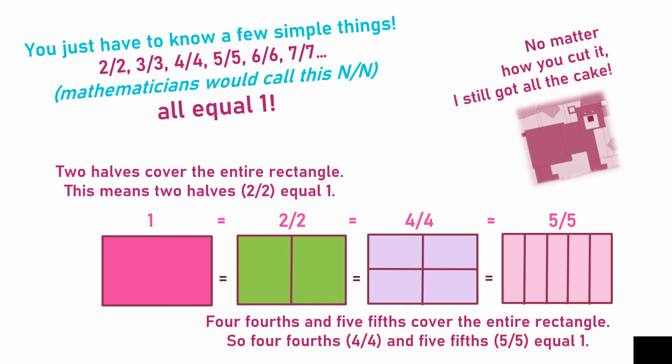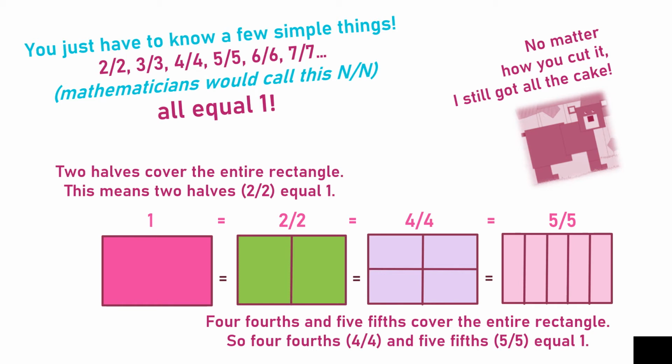That is the 2 halves, 3/3, 4/4, 6/6, 20/20. Mathematicians would call this n over n. Well, they all equal 1. Look at these area models at the bottom of the slide. We see that 2 halves do cover an entire unit, as do 4/4 and 5/5. Remember what Bear said, "No matter how you cut the cake, if you give me all the pieces, I still have all the cake."